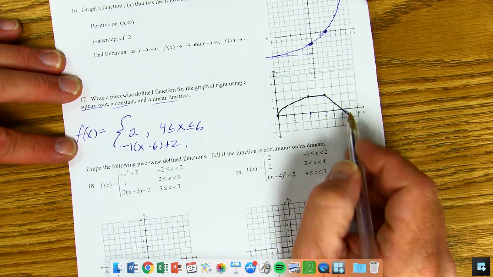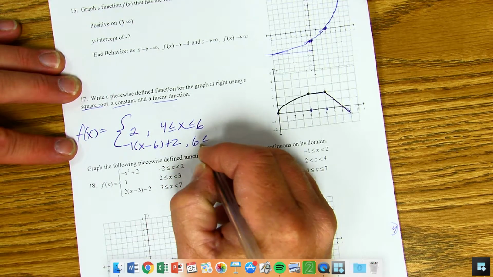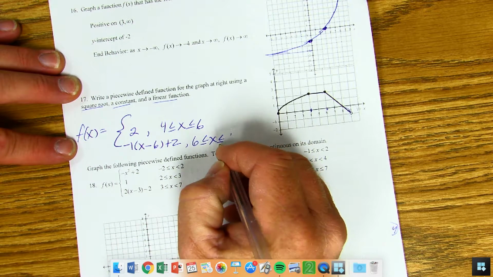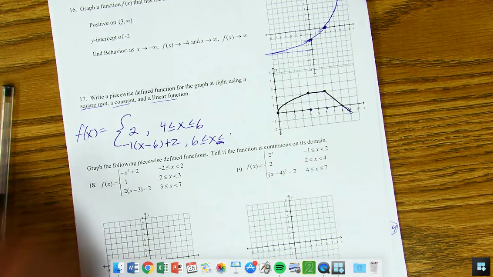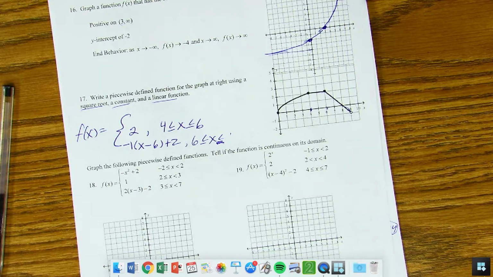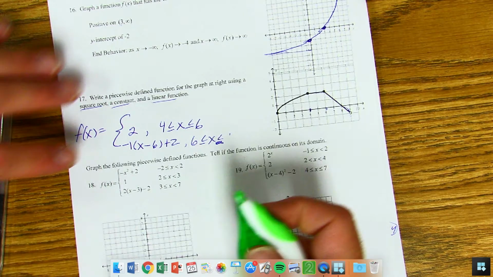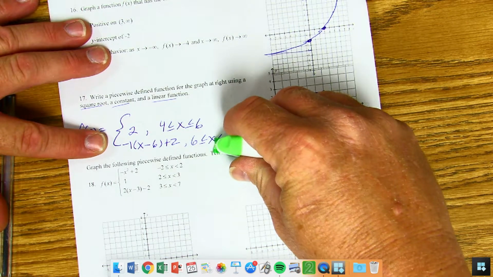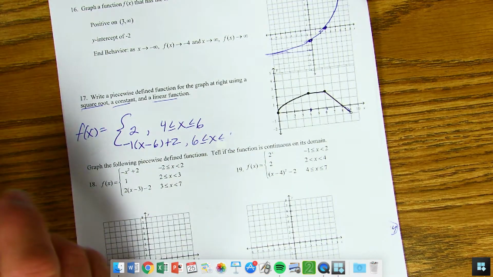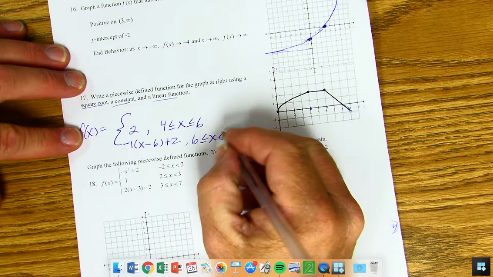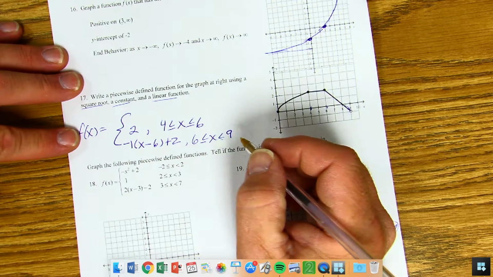Notice at 9 it's an open circle. So from 6, it's not going to be equal to. Why not equal to? Because it's an open circle. So pay attention there.